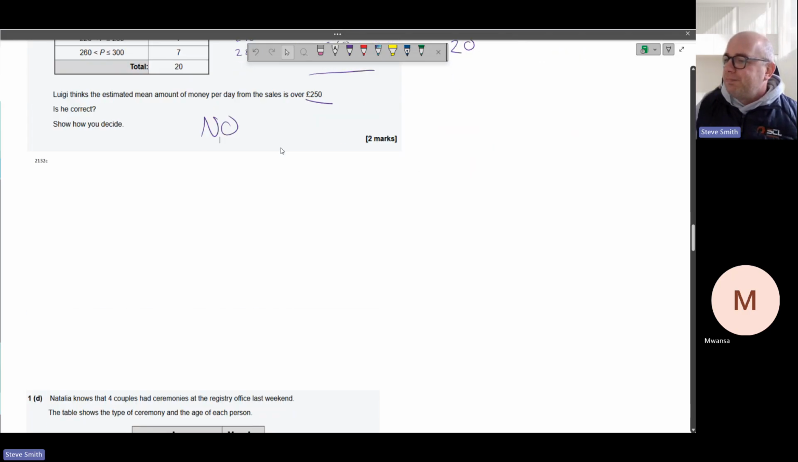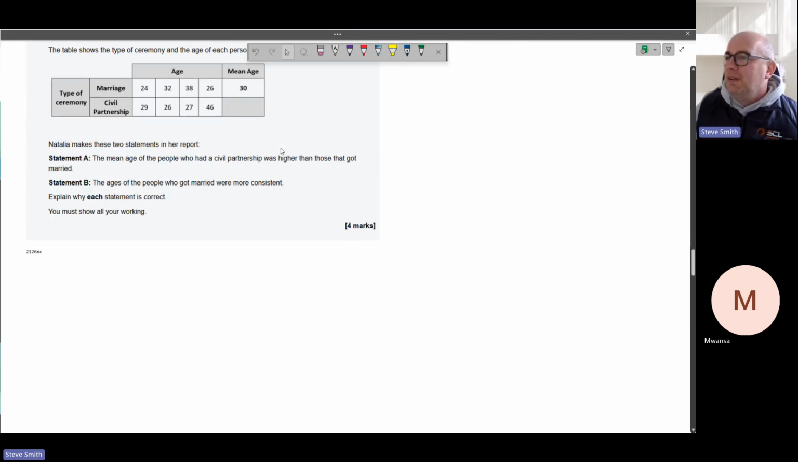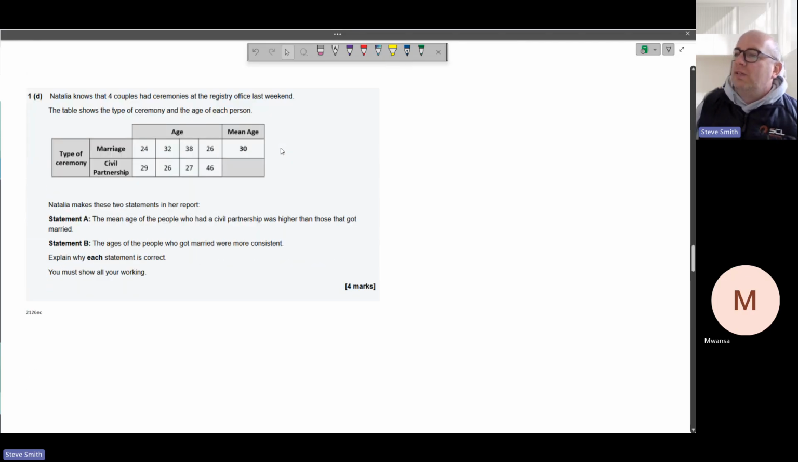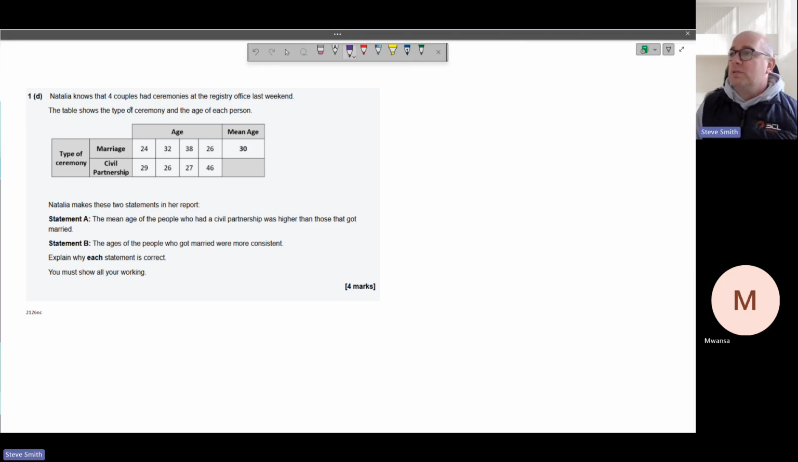And then what have we got here? 4 marks. So again, we're justifying here. Look, ages. Natalia knows that 4 couples had ceremonies at the registry office last weekend. The table shows the type of ceremony and the age of each person. Natalia makes these 2 statements in her report. The mean age of people who had civil partnerships was higher than those that got married.